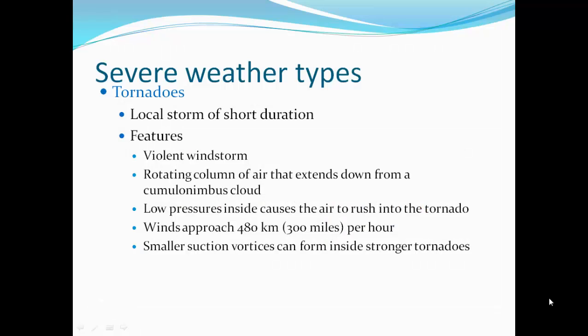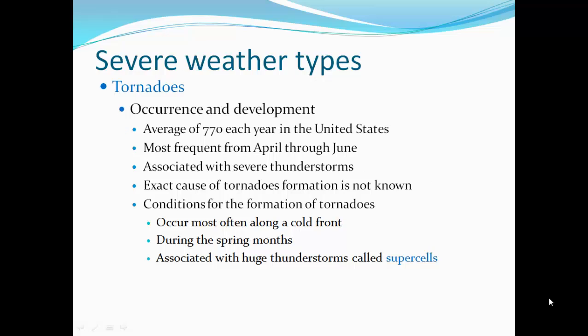Okay, tornadoes. A local storm of short duration, featuring a violent windstorm, a rotating column of air that extends down from a cumulonimbus cloud. Low pressure inside causes the air to rush into the tornado. Winds approach 300 miles per hour. Smaller suction vortices can form inside stronger tornadoes.